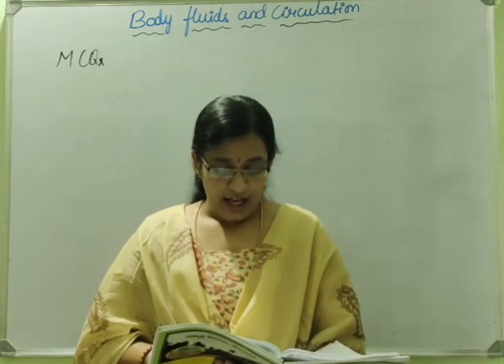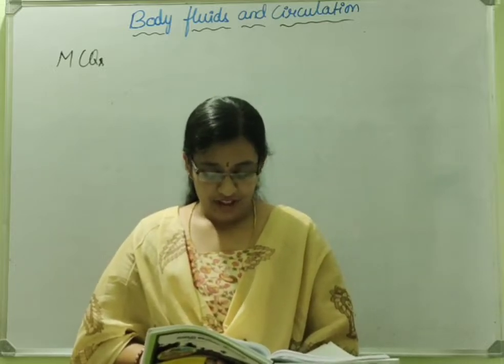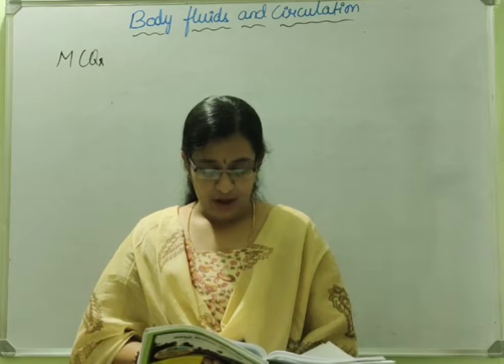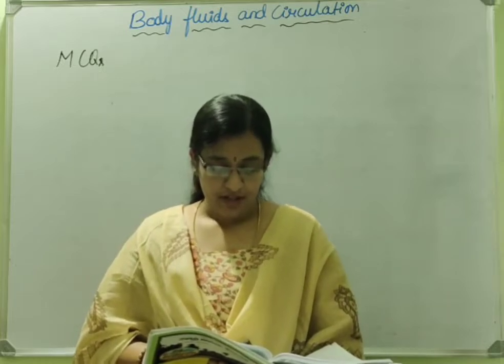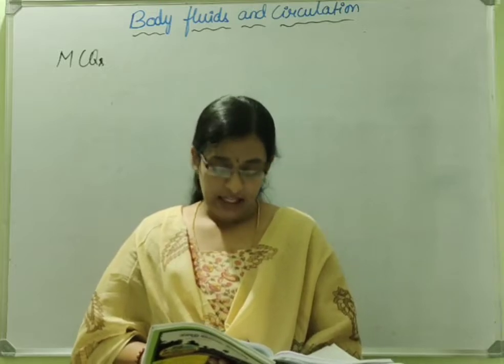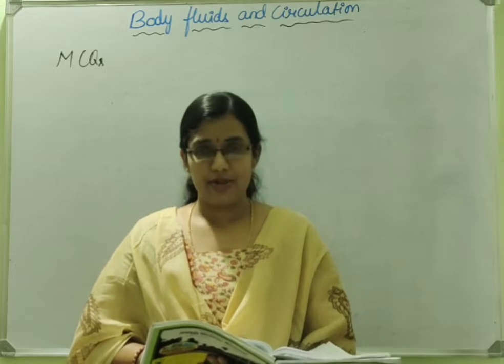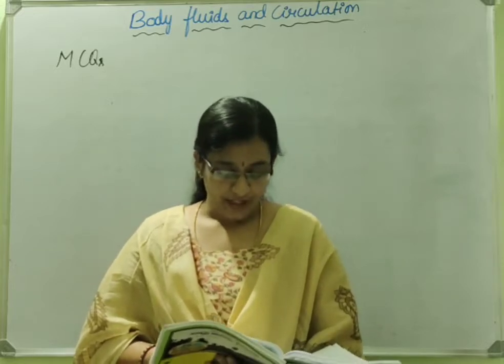Okay, next. Allergic responses are regulated by: option A, neutrophils; B, eosinophils; C, monocytes; D, basophils. So allergic responses are regulated by what kind of WBCs? Basically it is eosinophils. Option B.